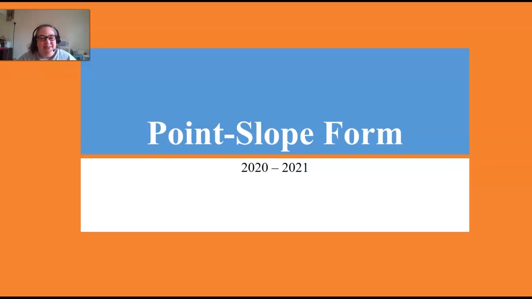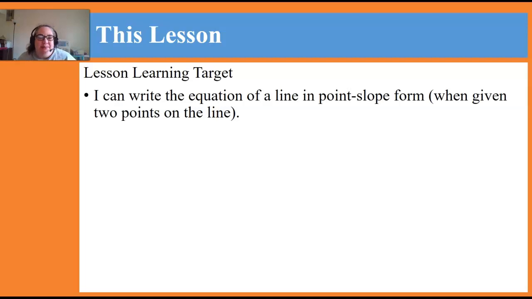This is a screencast for point slope form. In the screencast, we are going to focus on writing the equation of a line in point slope form when given 2 points on the line. This is the second part of our screencast. The first part is more of a point slope form intro, so I would make sure that you watch that first, because in this screencast, I'm assuming that you already have that introduction to point slope form.